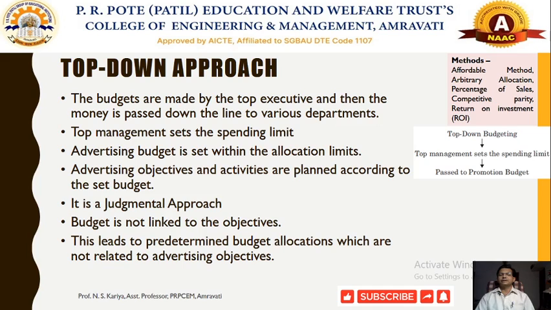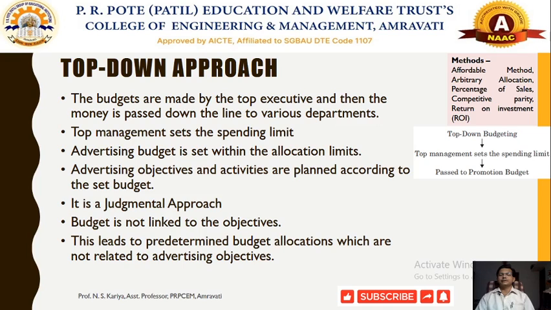The popular methods related to the top down approach are: the affordable method, arbitrary allocation method, percentage of sales, comparative parity method, and rate of return method. These are the general methods that we use in the top down approach, where the management of the organization decides how much advertising expenditure is necessary, and allocates that advertising budget accordingly to the several departments. So this is called the top down approach.